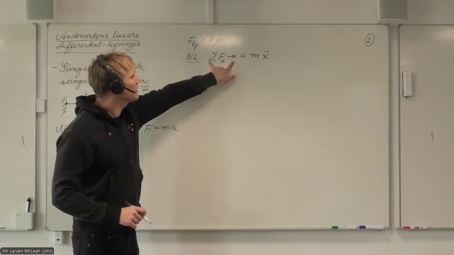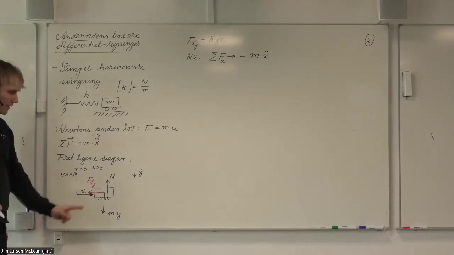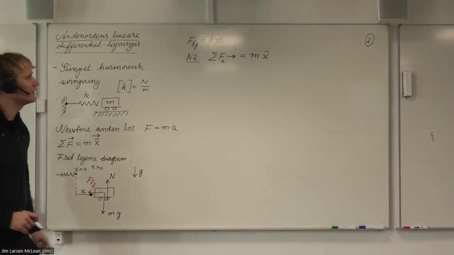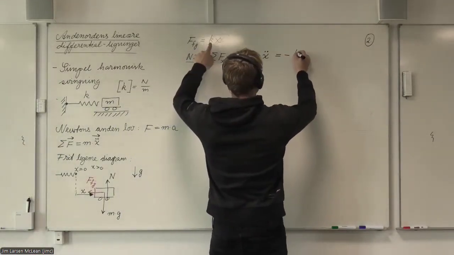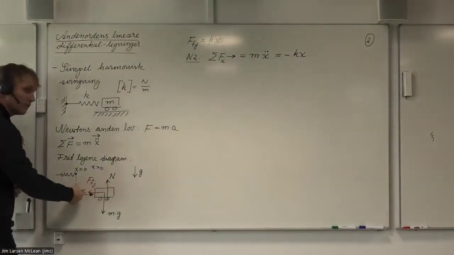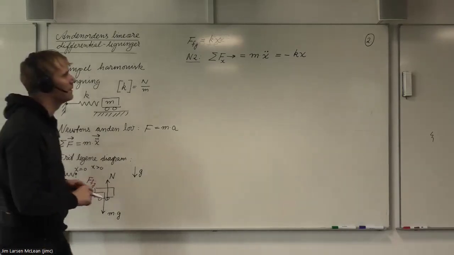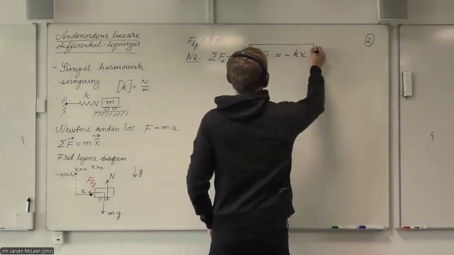Which forces are there? Look at the drawing. Yes, there is only one force in the x-axis direction, and it's the red force, because the other two forces are not in the x-axis direction. So what is the only force here? Well, it's that one up there, minus kx. And why do I write a minus sign now? It's because the force points to the left, so it gets a minus. Are you following this? So here it is.